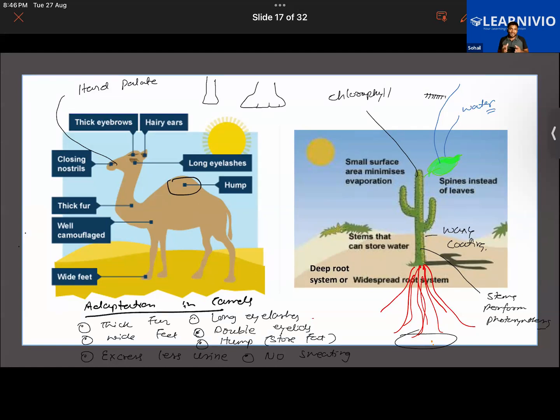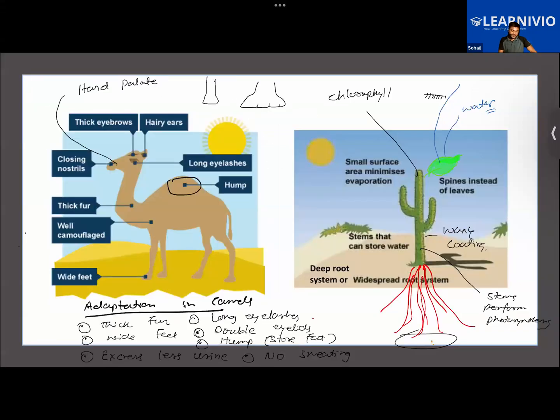So instead of leaf, the stem of the cactus will be performing photosynthesis. The stem, this part where I'm pointing now, is called the stem. This will be performing the photosynthesis. I think both of you know about photosynthesis now. What is photosynthesis? It's a process by which plants prepare their food. That is what photosynthesis is. Okay. So instead of leaves, the stems would be performing photosynthesis in plants.